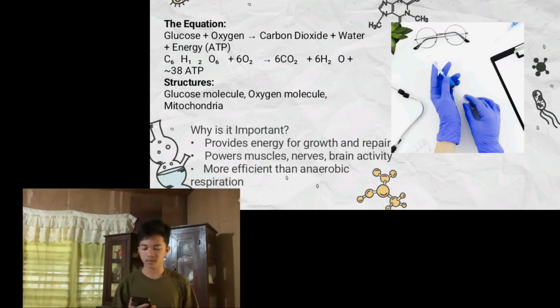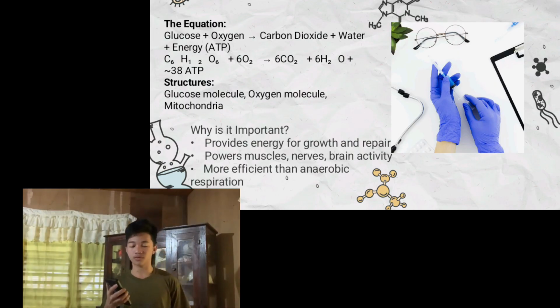So here are the structures: first is the glucose molecule, oxygen molecule, and mitochondria. So here's the equation. Glucose plus oxygen to carbon dioxide plus water plus energy, ATP. C6H12O6 plus 6O2 to 6CO2 plus 6H2O plus 38 ATP. So this is the main equation.